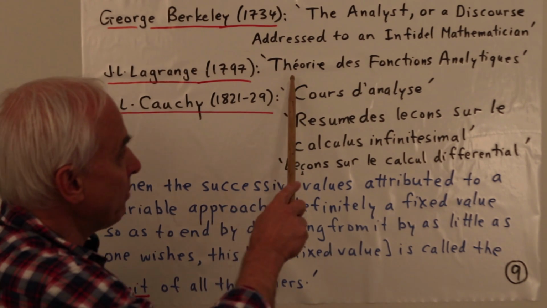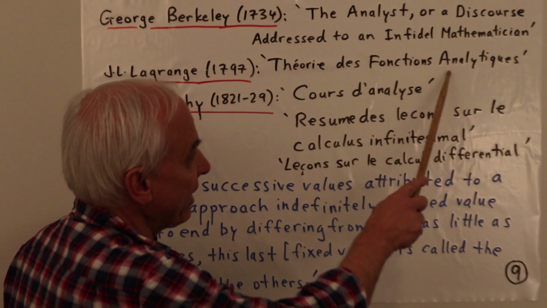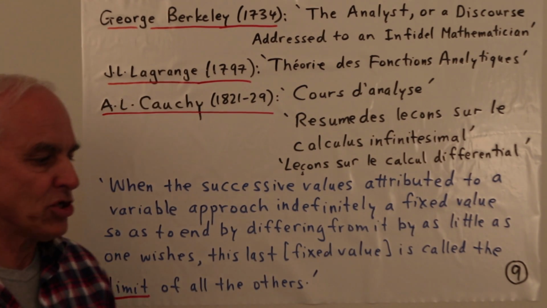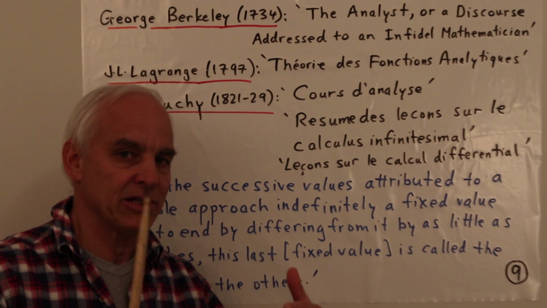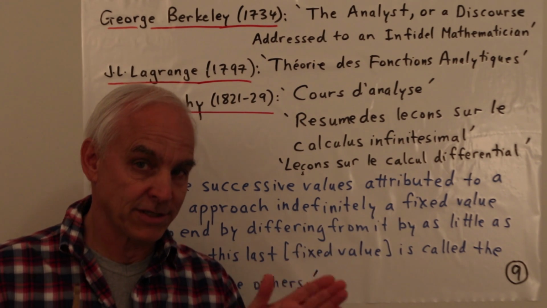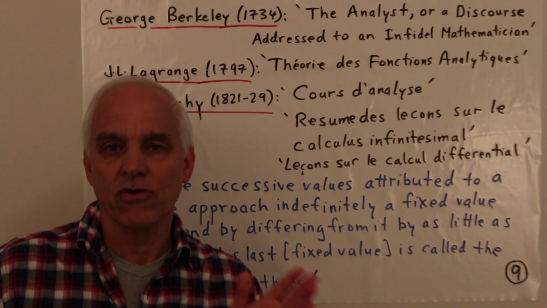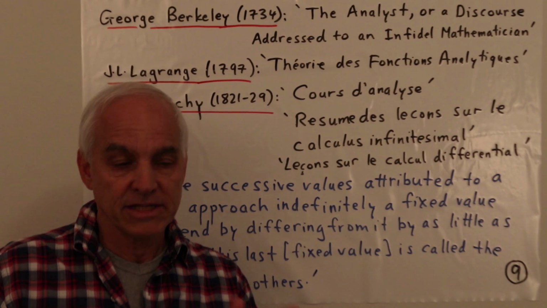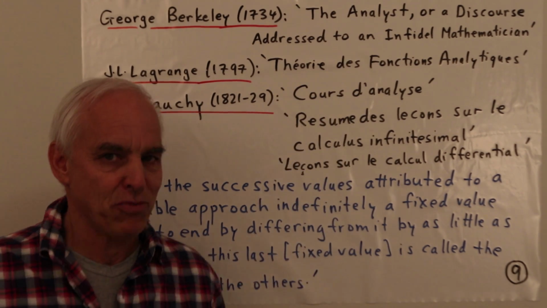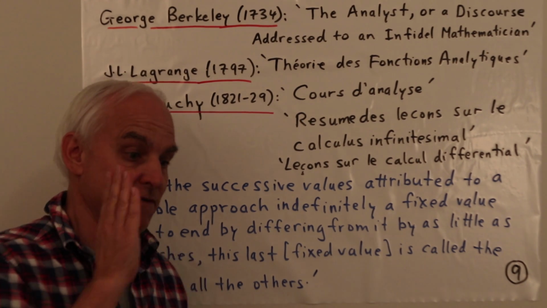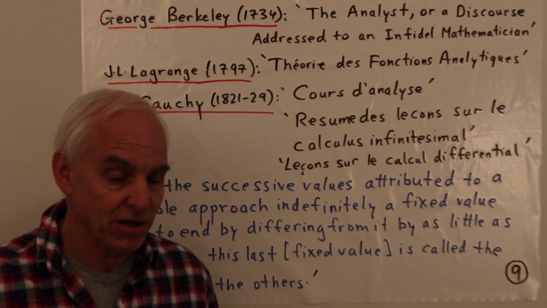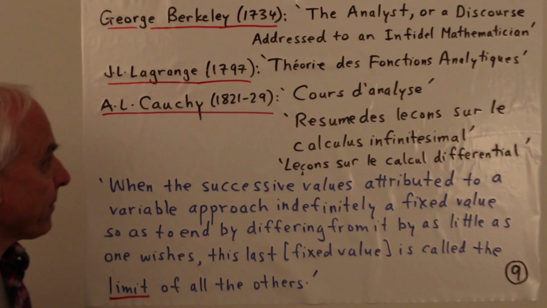And he wrote a book called Théorie des Fonctions Analytiques, which is a very interesting work which tries to put the calculus on an algebraic setting. He was following Euler's direction here. So Euler and Lagrange are oriented similarly. And actually I have a lot of sympathy with Lagrange's point of view. And I think he was on a very good track. And we are going to pay very close attention to that kind of thinking.